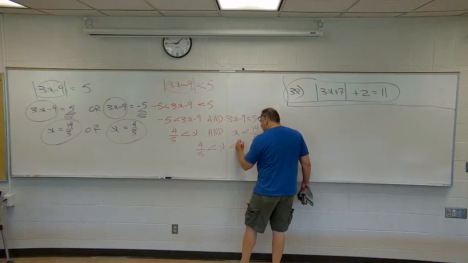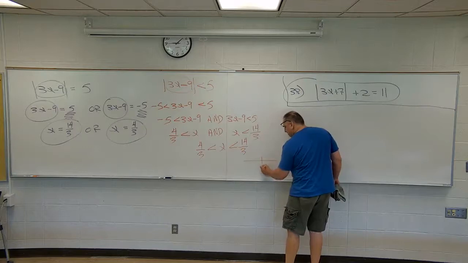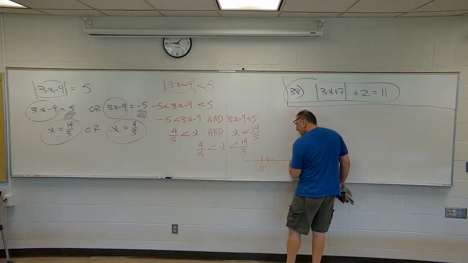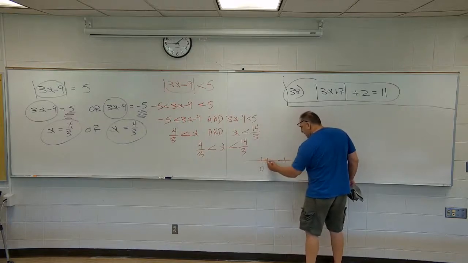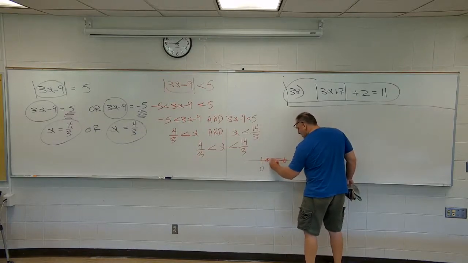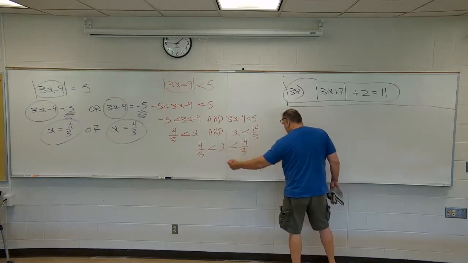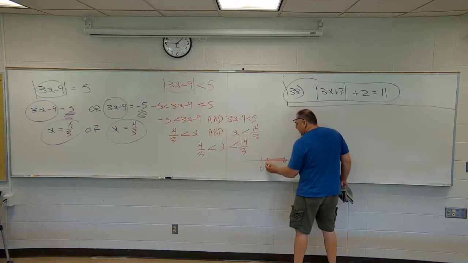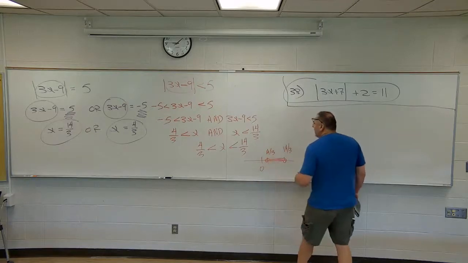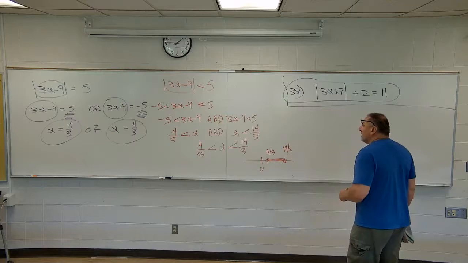And x is less than 14/3. You're graphing that. Here's 4/3. Here's 14/3. Everything in between, not including. If it's greater than or equal to, or less than or equal to, you darken this. That's all it is. 4/3, 14/3. That's it. That's how you do it.